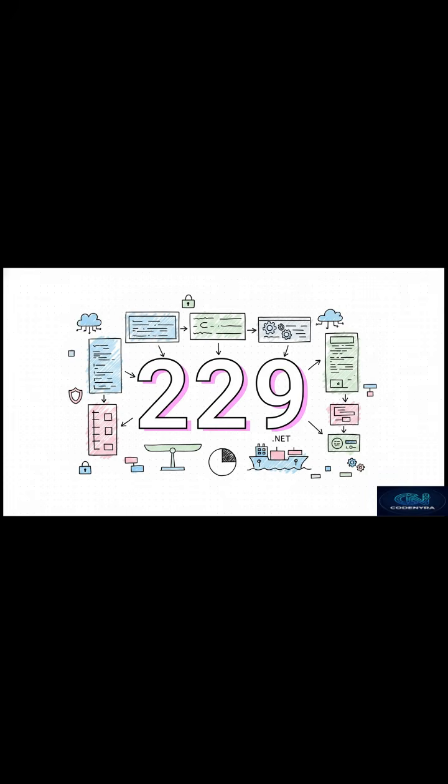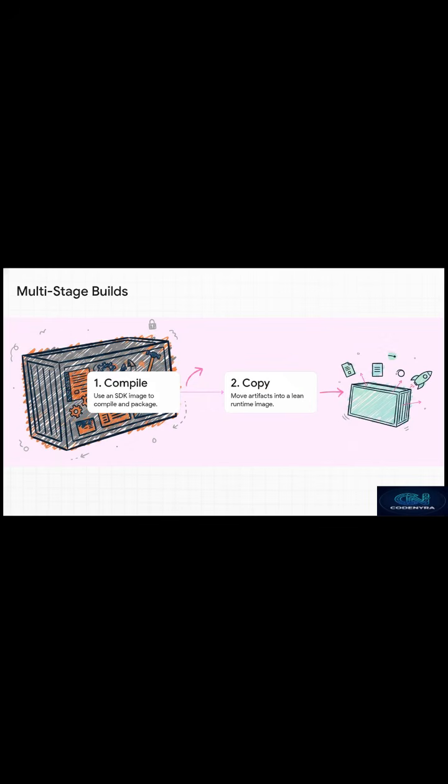Check this out. Multi-stage builds actually shrank a .NET image down to just 229 megabytes. Step 1, use a bulky SDK image to compile. Step 2, copy those artifacts into a lean runtime image.